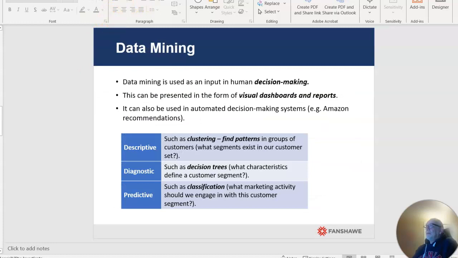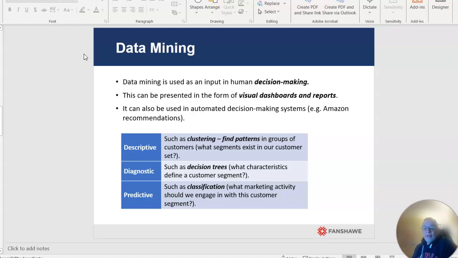Next, if we talk about data mining, again, it is used as part of the decision-making process of many firms. It can also be used to create dashboards and reports, and also part of the automated decision-making process of companies. Again, we've talked about descriptive data mining, such as clustering, when we're looking for patterns in the data to cluster or group different types of customers together so that we can offer them different types of products.